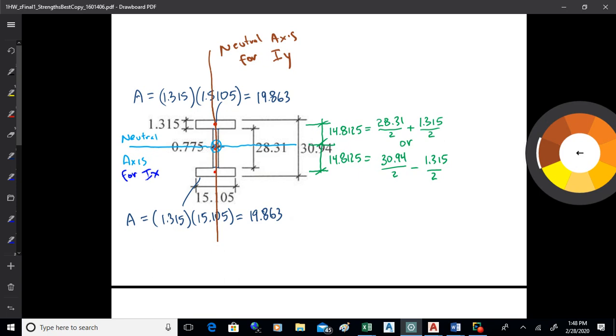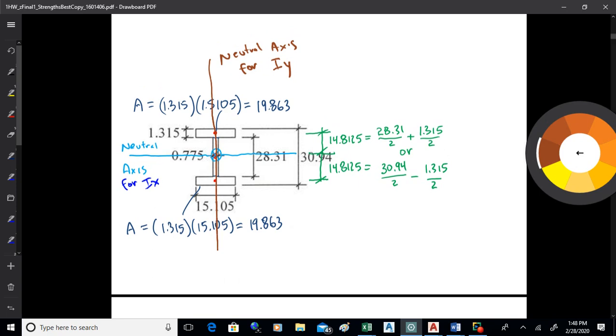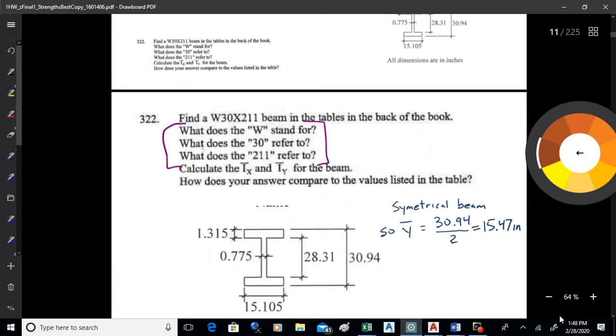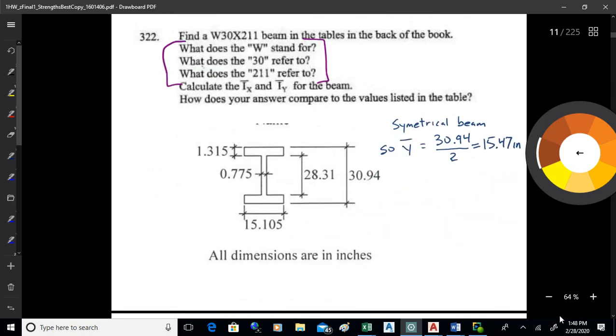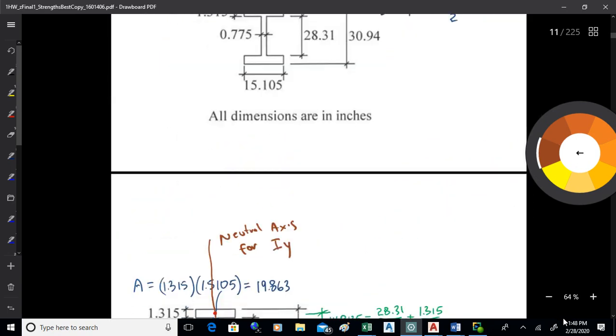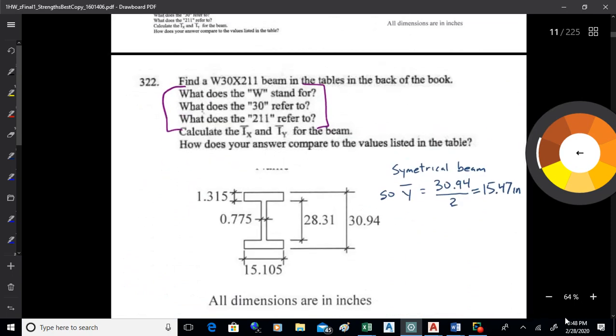So just remember the centroid is in the middle, so you don't need to go through a bunch of calcs on that. It's just half the depth. And then for Iy, you don't have an AD squared term because all the d's are 0. And remember to tell me what W stands for, what 30 stands for, and what 211 stands for. Okay.